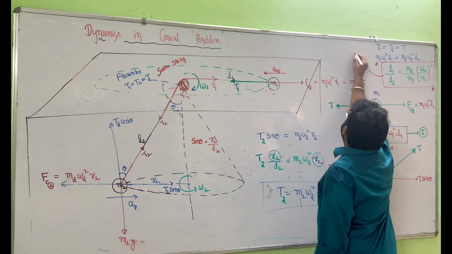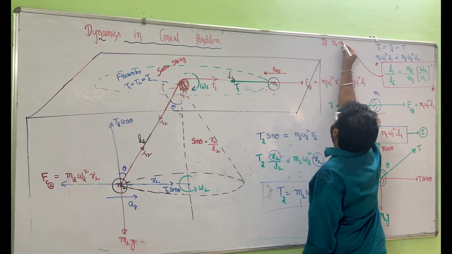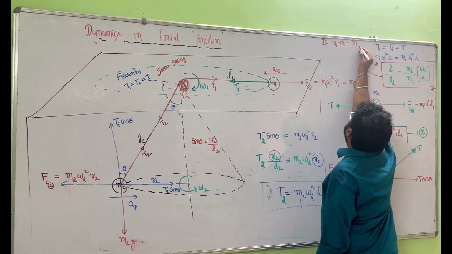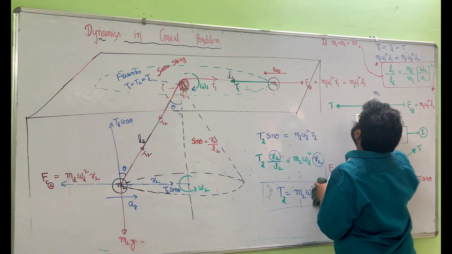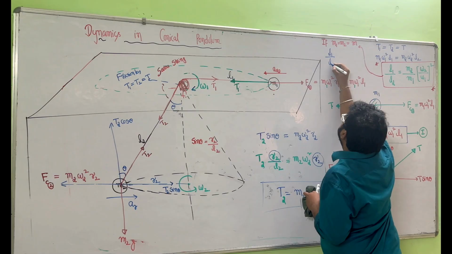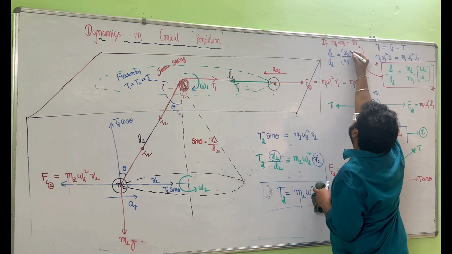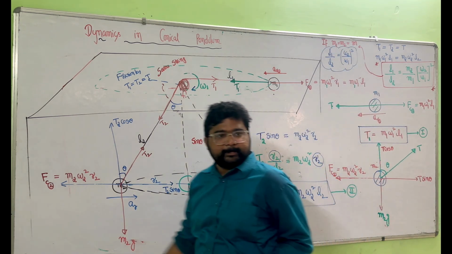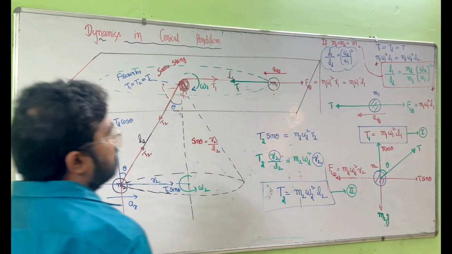Clear? If M1 equal to M2, what is L1 by L2? Omega 2 by omega 1 whole square. Easy, clear or not?